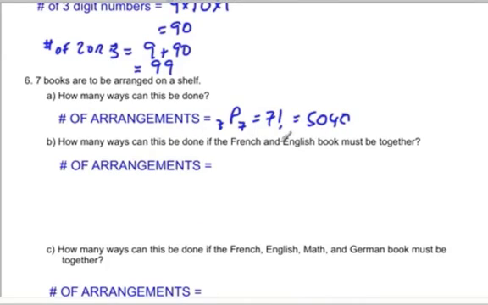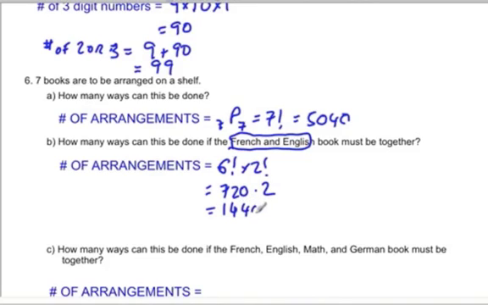Next one, and we've seen this type of question before. If we're going to arrange this, but the French and the English books must be together, well, we use blocking. So we're going to block this as a single unit, the French book and the English book. So we are going to then have only 6 factorial arrangements, but then the French could be on the left or the French could be on the right. So there is going to be 2 factorial ways that we could arrange the French and the English book. In other words, 2 ways we could arrange them. So 6 factorial times 2 factorial is going to be 720 times 2, which is 1,440.